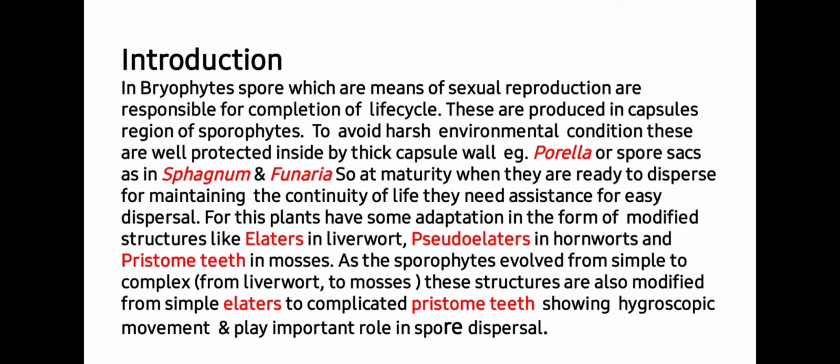So at maturity, when they are ready to disperse for maintaining the continuity of life, they need assistance for easy dispersal. For this, plants have some adaptation in the form of modified structures like elaters in liverwort, pseudo-elaters in hornwort, and peristomial teeth in mosses. As the sporophyte evolved from simple to complex, that is from liverwort to mosses, these structures are also modified from simple elaters to complicated peristomial teeth, showing hygroscopic movement and playing an important role in spore dispersal.